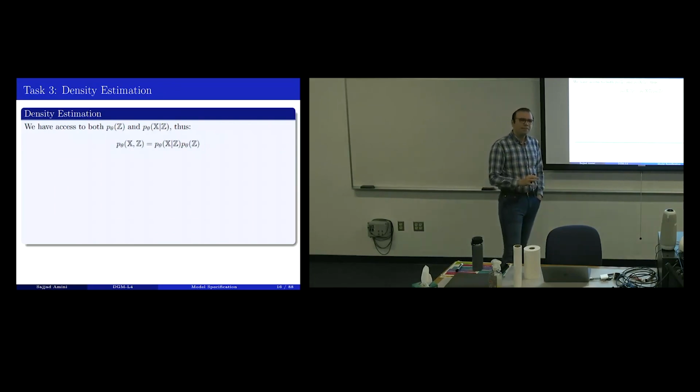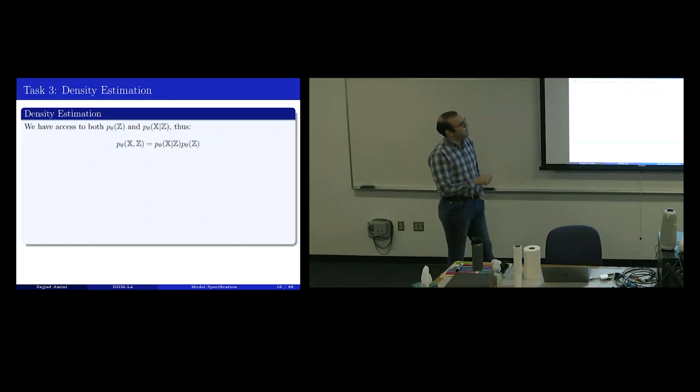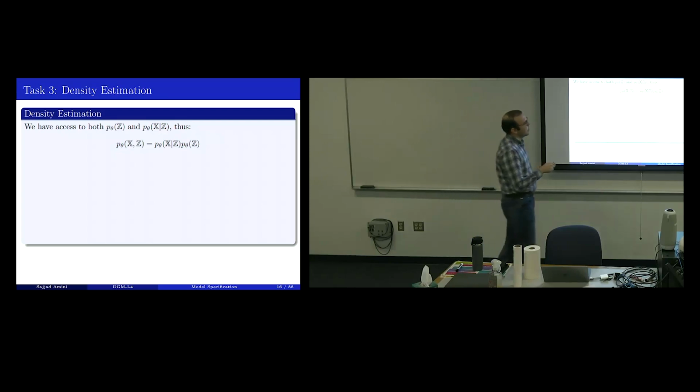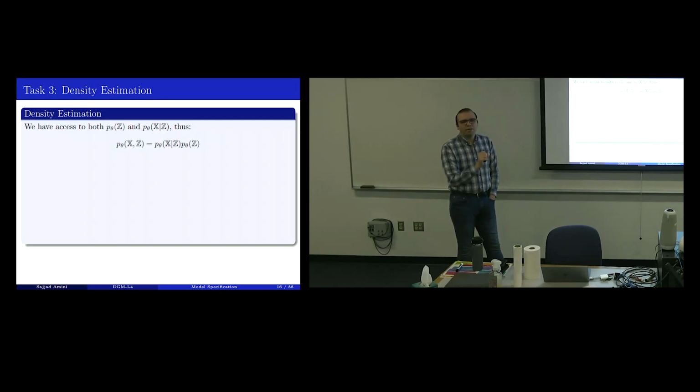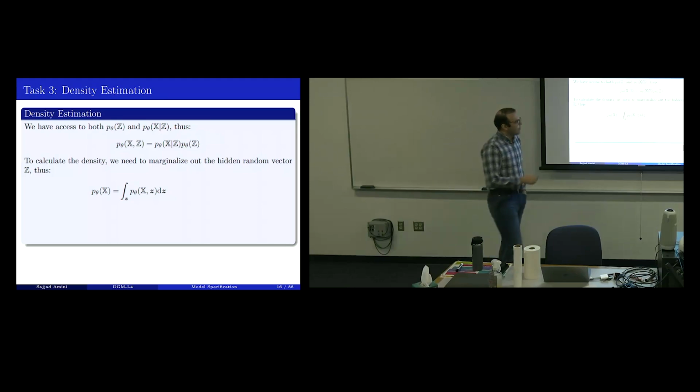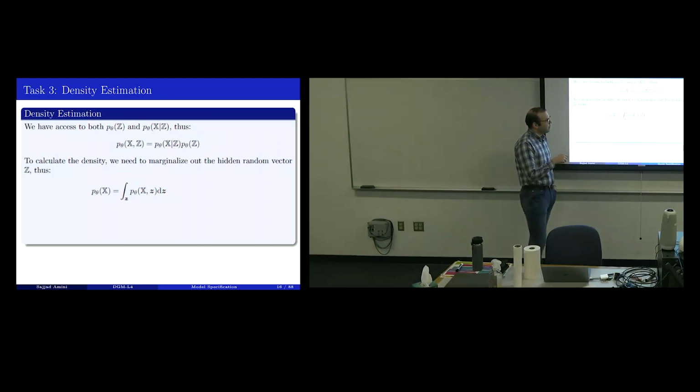So the generation was very simple, but how is the density estimation? The density estimation is the place where you see that there is no free lunch here. Assume that we have access to both p theta of Z and p theta of X given Z. So I can easily have the joint distribution. But this is not the density. The density is the distribution over just what I observe.